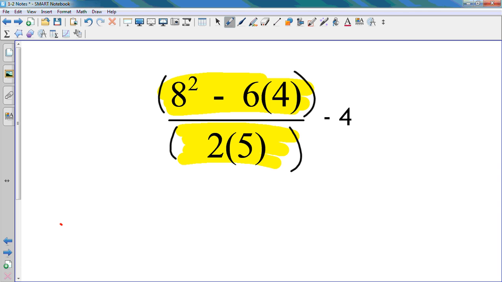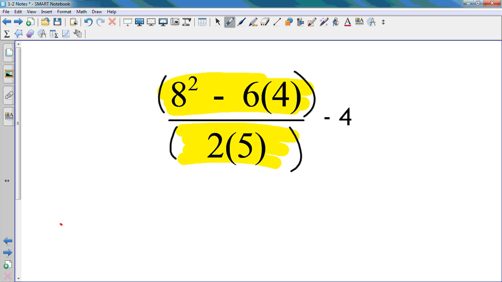Okay? You can't take 8 squared and divide it by 2 and then take 6 times 4 and divide it by 5 and whatever subtraction. No. You have to do everything on the top first, then do everything on the bottom, and then divide. Does that make sense? Okay, so let's work on that. I have 8 squared. I'm going to do what's in the parentheses first. So that means the top and the bottom.